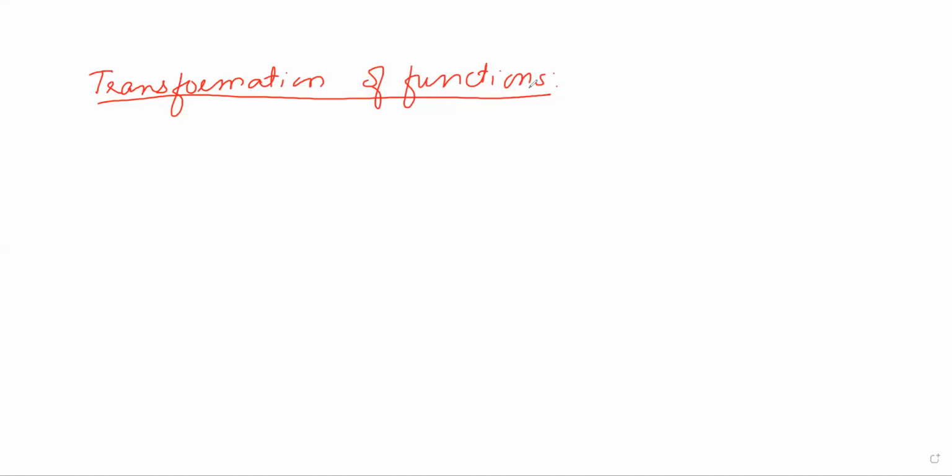Now we are going to use a few words to describe how we are going to transform our functions. What is the meaning of transform? To transform it from one place to another. So I'm just writing the three words over here that will be commonly used. One word is stretch.